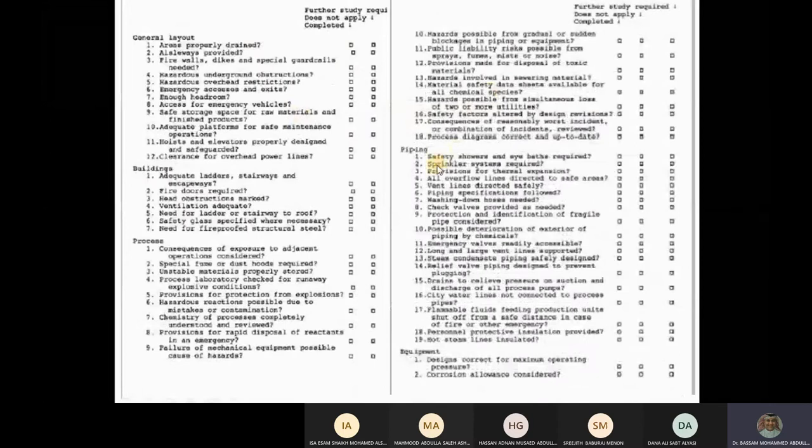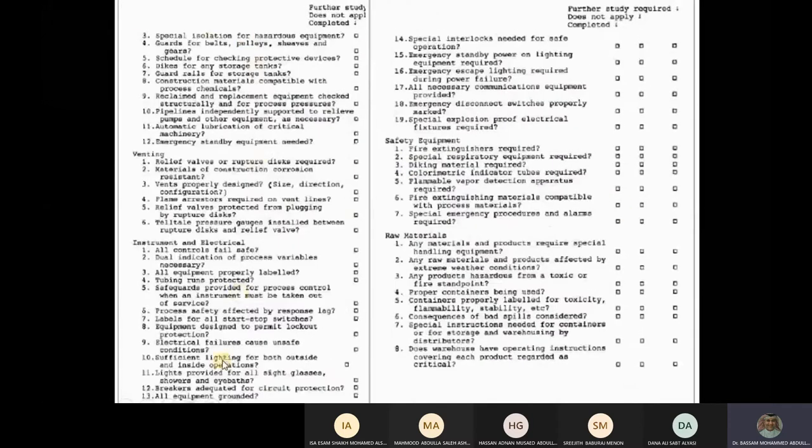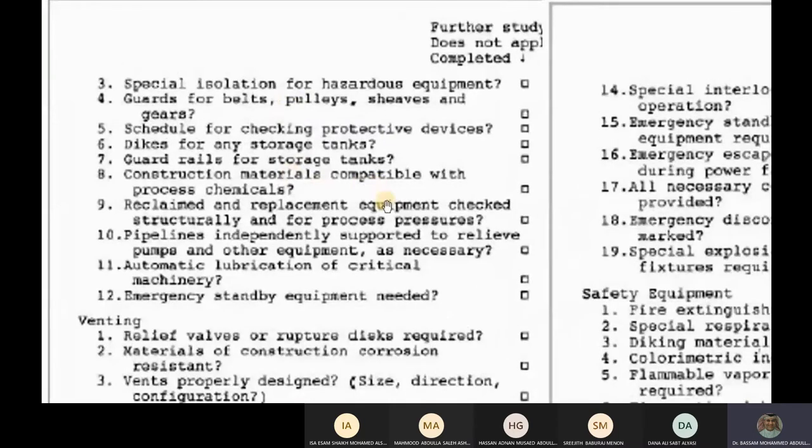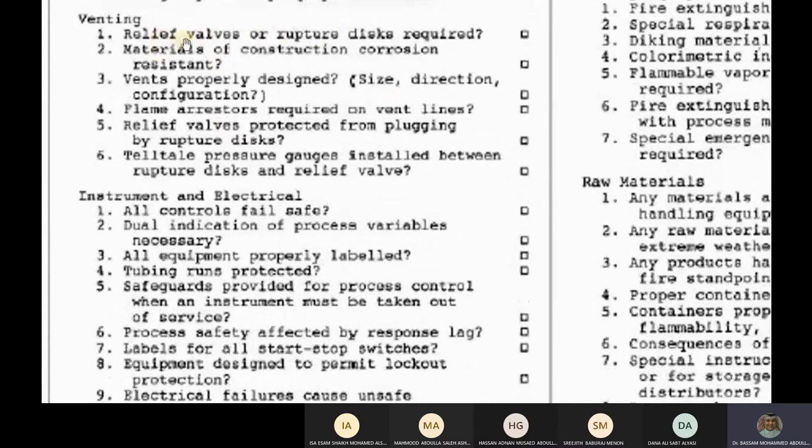Okay, more. We want more of the piping. Safety showers and eye require sprinkler system. So you can see how we have something that is good for our lab here. Let's see something else. We have much more. I'm just showing you the examples, just a checklist, right? And it could be different from one place to another, like venting, relief valves or rupture disc required, check. Materials of construction, corrosion resistance, checked. Vents properly designed, yes, good.